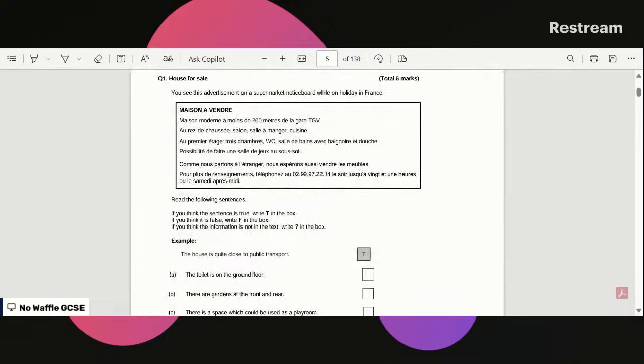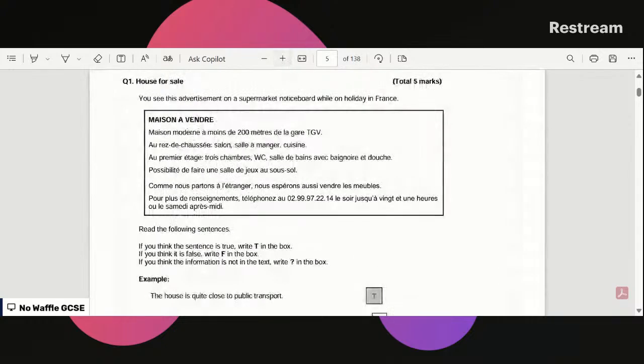So it's going to begin with like a multiple choice question, and then we'll progress into harder questions. So it's applicable for both higher and foundation, but it's more applicable towards higher. Okay, you see this advertisement on a supermarket notice board while on holiday in France. Read the following sentences. Now, if you think the sentence is true, write T in the box. If you think that it is false, then write F in the box. And then if you think the information is not even in the text, write question mark. So they're always going to try and trick you in these reading exams.